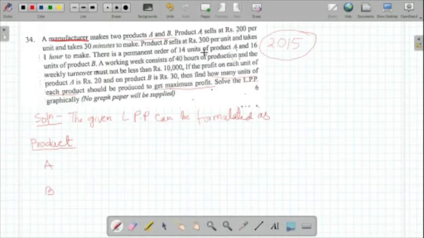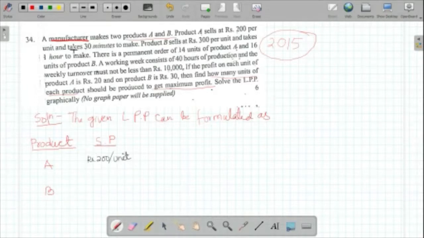Now A sells at 200 per unit. Okay, so selling price of A here is rupees 200 per unit.